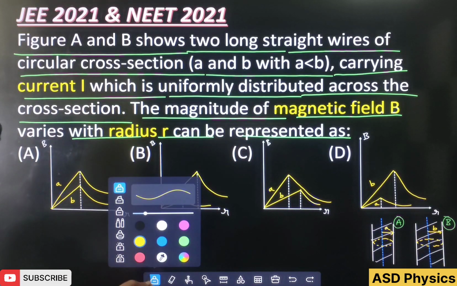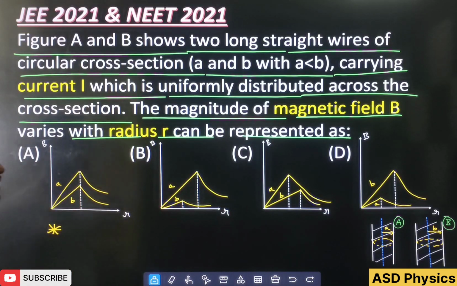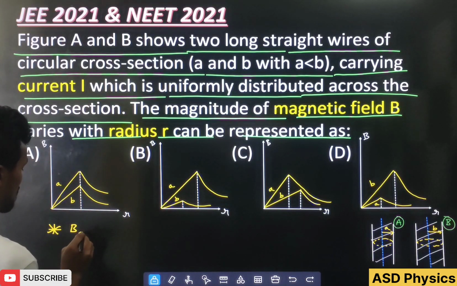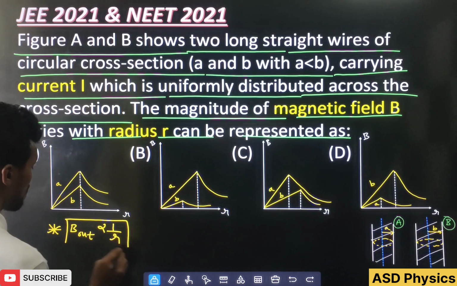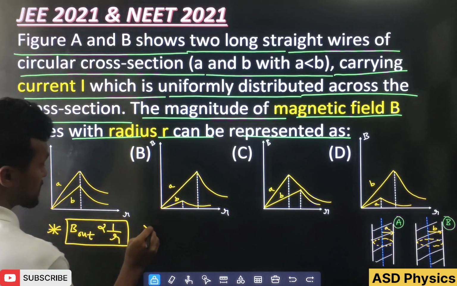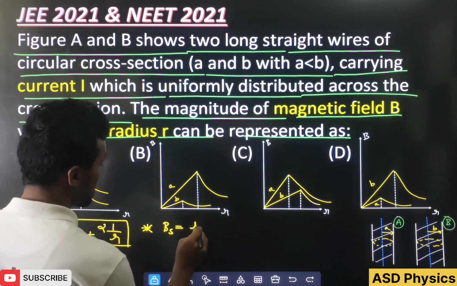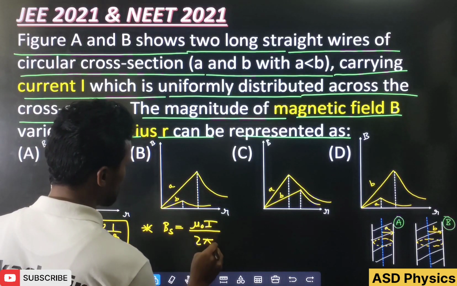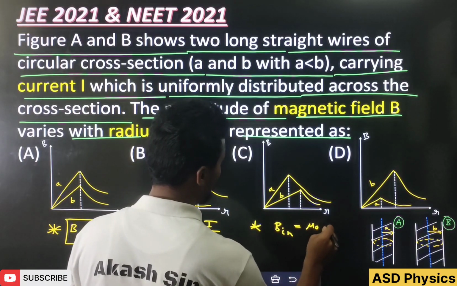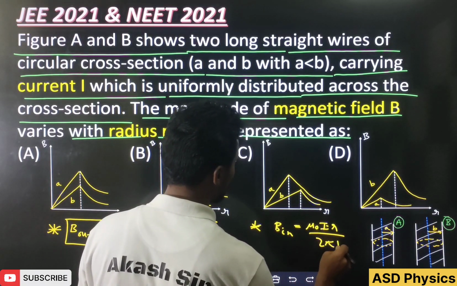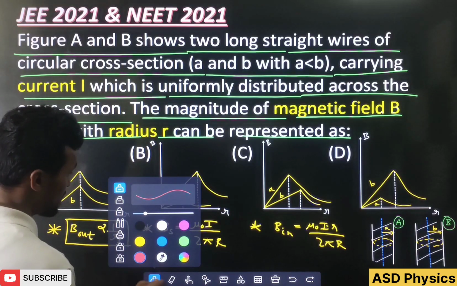So now, which graph is correct here? As you know very well, first let's talk about the magnetic field outside. Outside, it will be inversely proportional to R. At the surface, it is mu naught I by 2 pi R, and if I talk about the inside, it will be mu naught I small r by 2 pi R, where R is the radius.